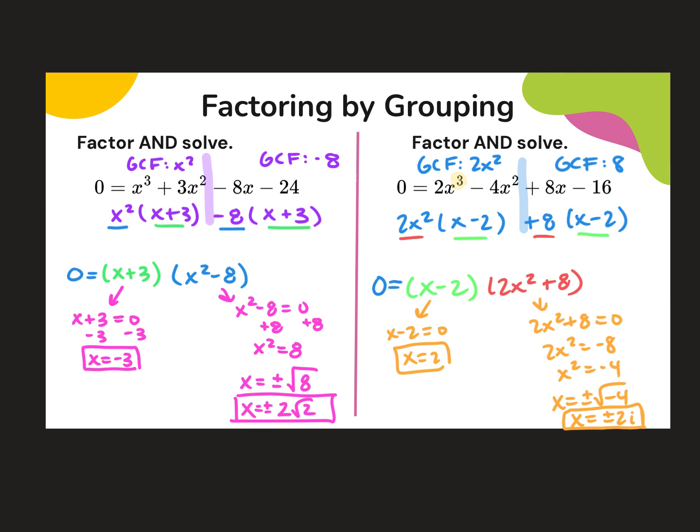But when I set the second factor equal to 0, I get the square root of a negative, which means that I have an imaginary solution. I get plus or minus the square root of negative 4, which simplifies to plus or minus 2i. So I have a total of 3 solutions. 2 of them are imaginary, 1 of them is real.